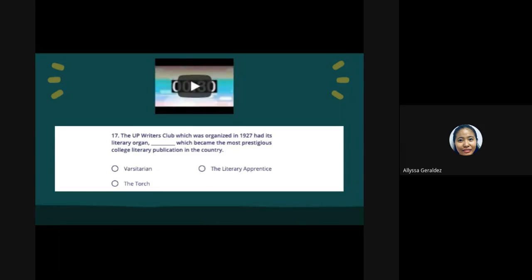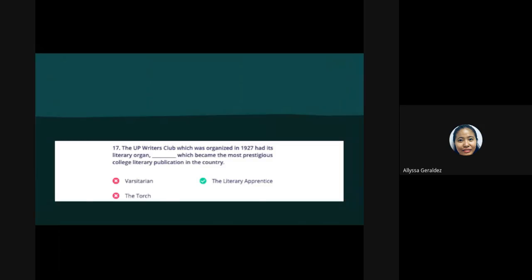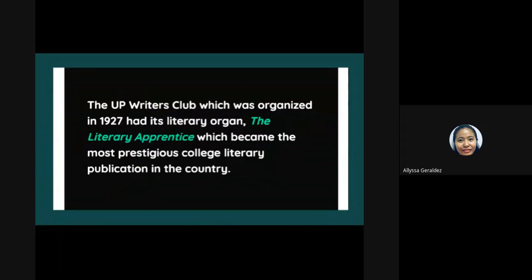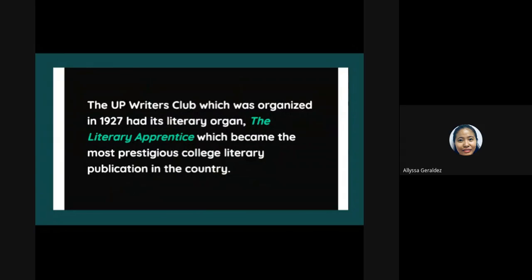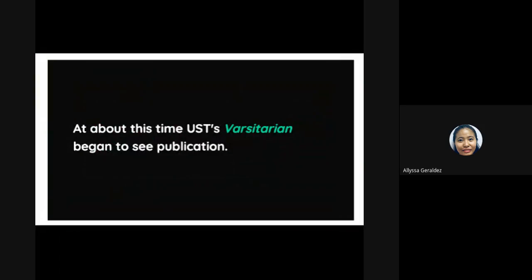And then let's try to see if you got it right. The name of that literary organ: the Literary Apprentice, known to be the most prestigious college literary publication in the country. And at about this time, UST's Varsitarian began to see publication. So that's the origin of campus journalism.